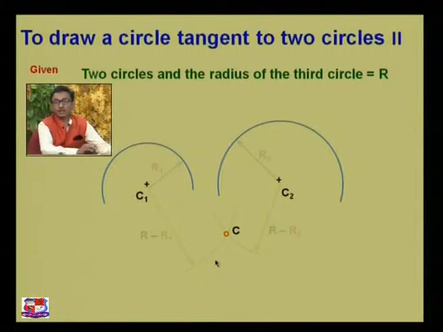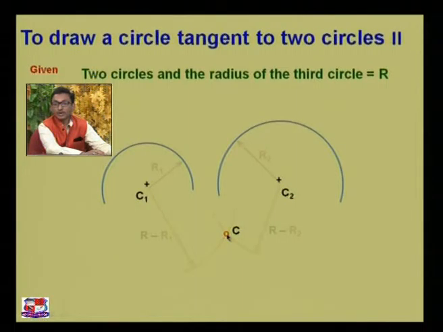Where both these two arcs meet, we have got our center point. We have named this point C. In the previous method of drawing a tangent circle to two circles, we had R plus R1 and R plus R2. Now we have R minus R1 and R minus R2. That's why the center C lies below these circles, but our objective is to draw the tangent arc only. We have got the center point.